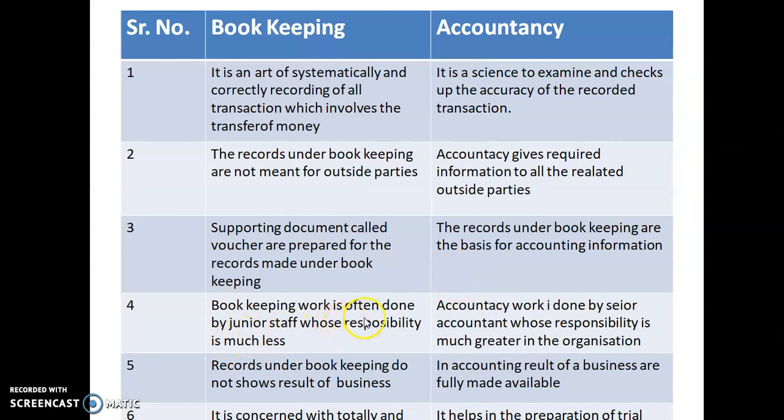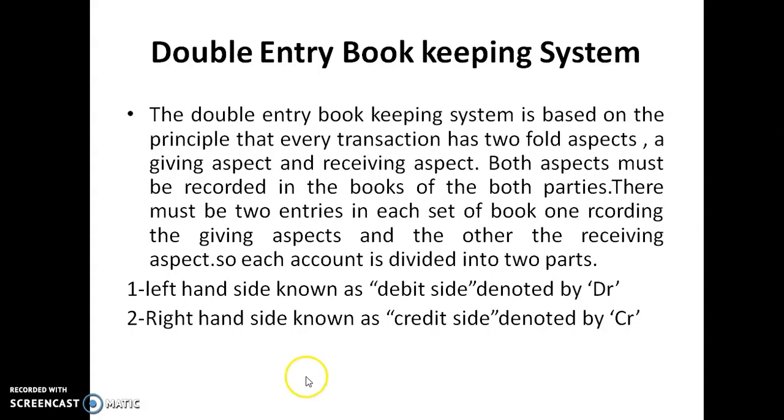Bookkeeping work is often done by juniors. Accountancy is done by a senior accountant whose responsibility is much greater in the organization. Records under bookkeeping do not show the result of the business. Accountancy shows the full result. It is concerned with the totaling and balancing of various accounts in the books. It helps in the preparation of the trial balance and checking the mathematical accuracy. These are the differences between bookkeeping and accountancy.